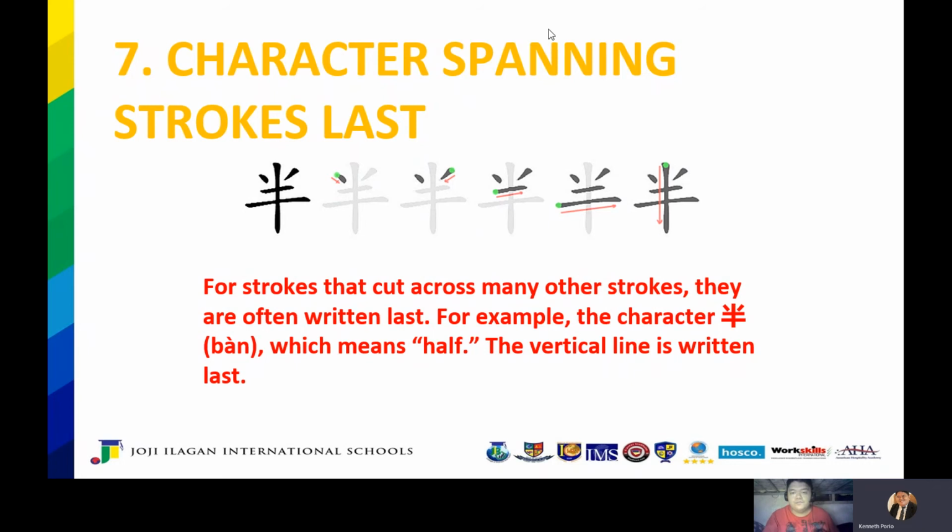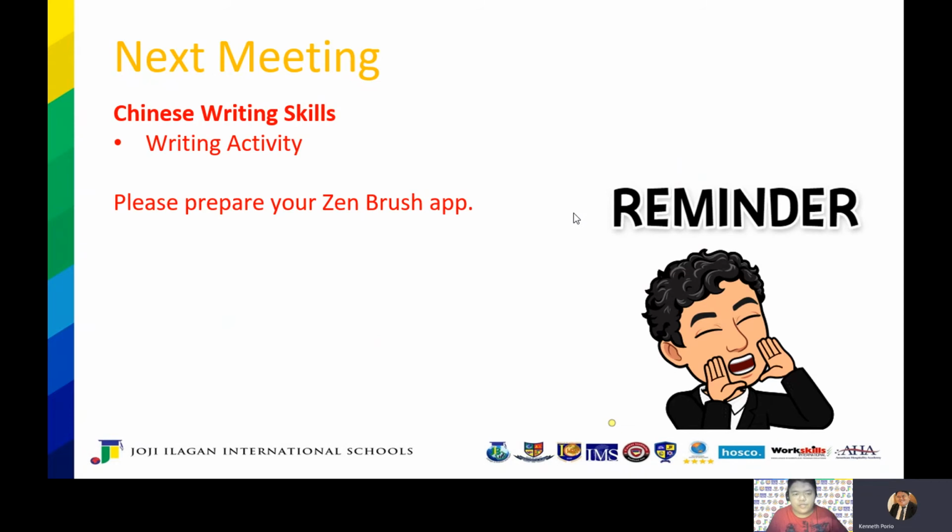Okay, so the next meeting will continue on with Chinese writing skills, and maybe I'll leave you with a graded activity that you will submit on MS Teams. So again, please prepare your ZenBrush app to write the characters, no? Anyway, I'll teach you how to save those writings on your ZenBrush app later on, no?